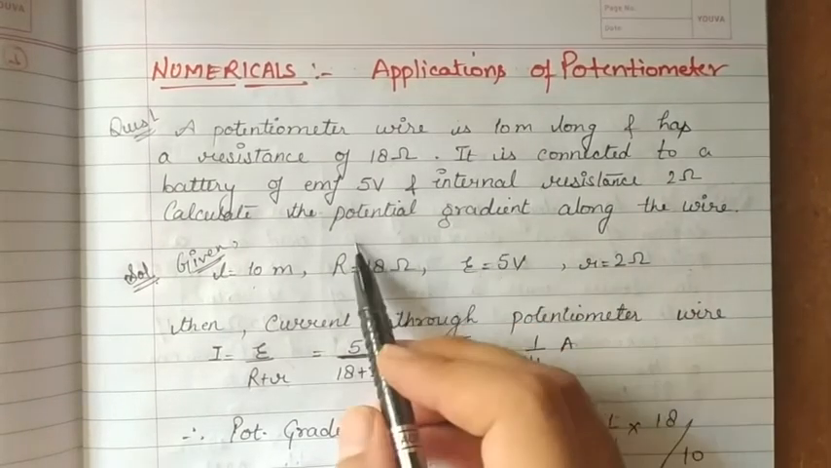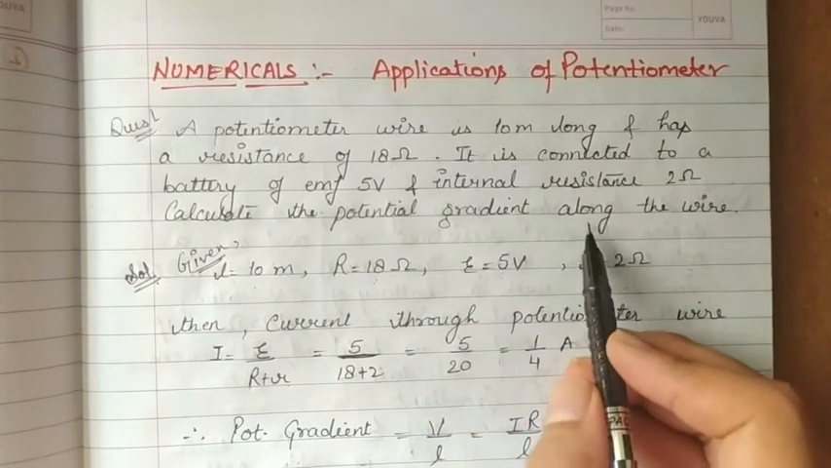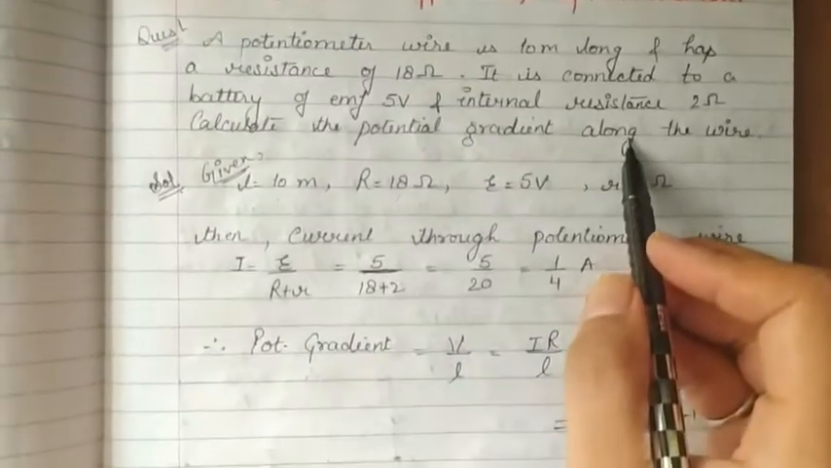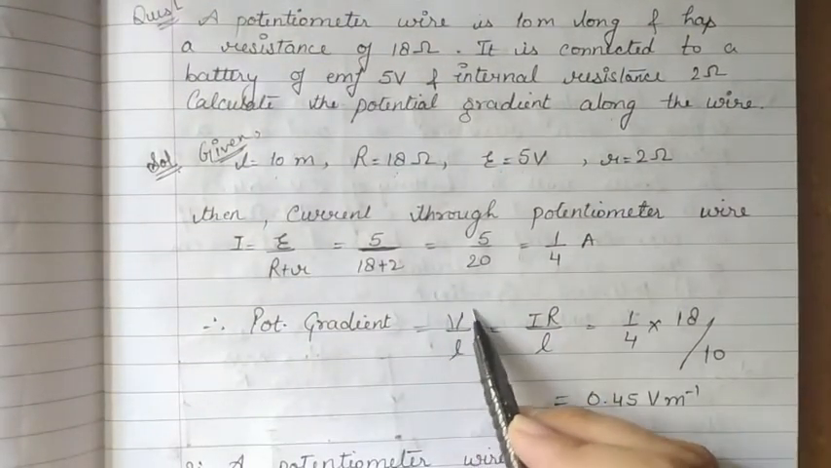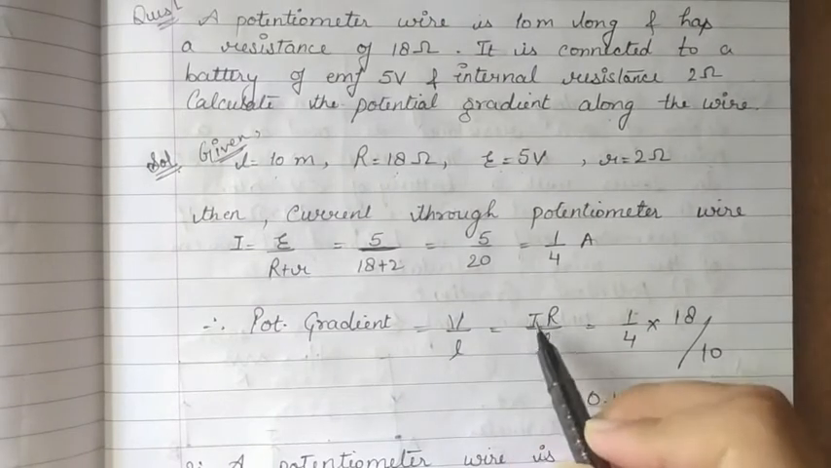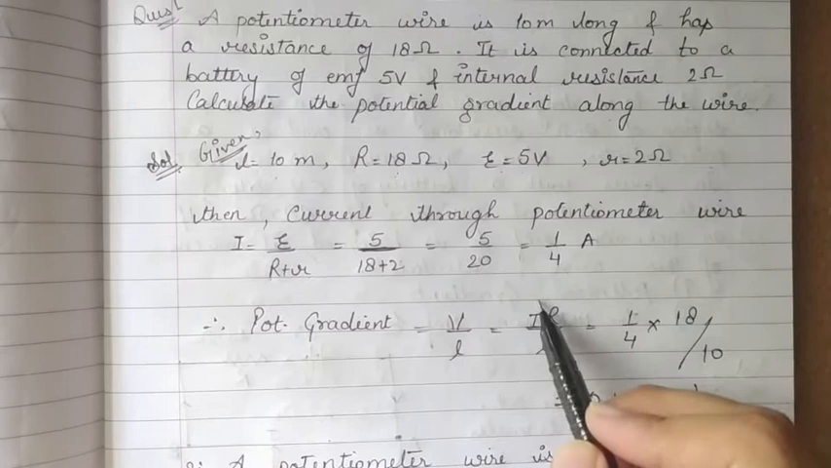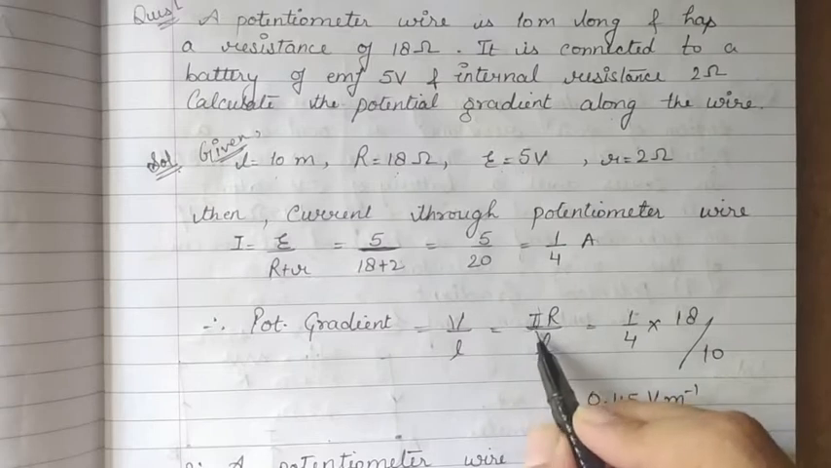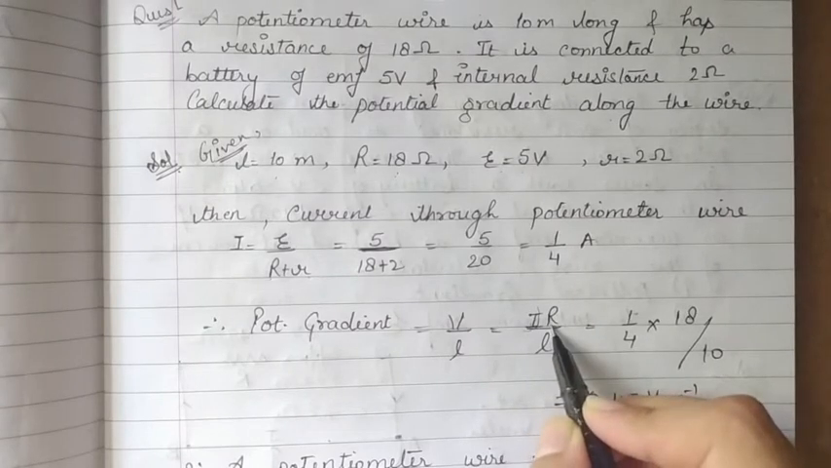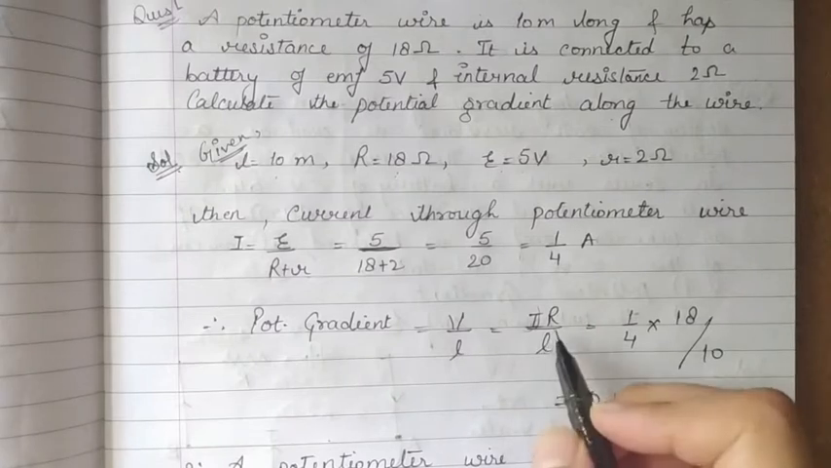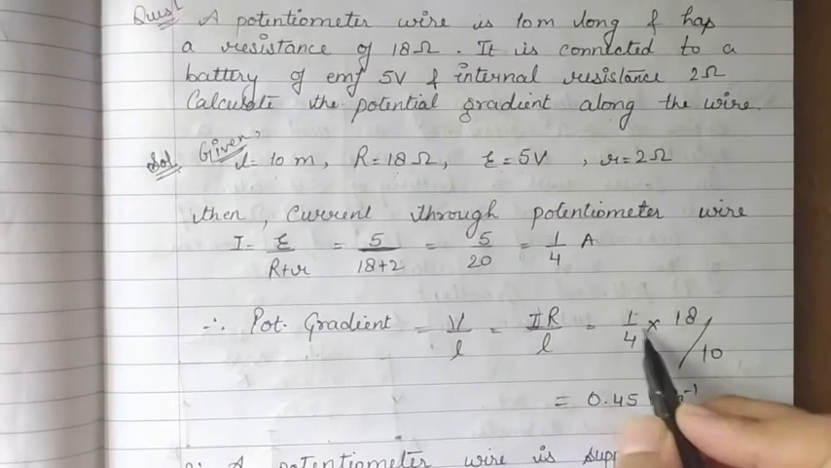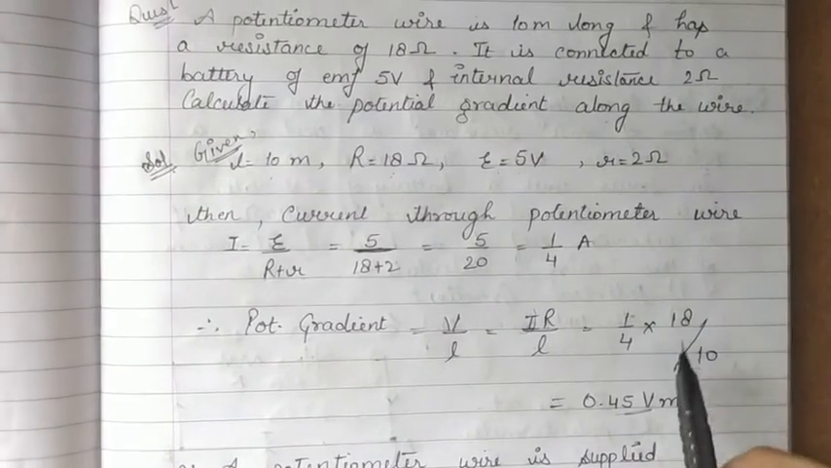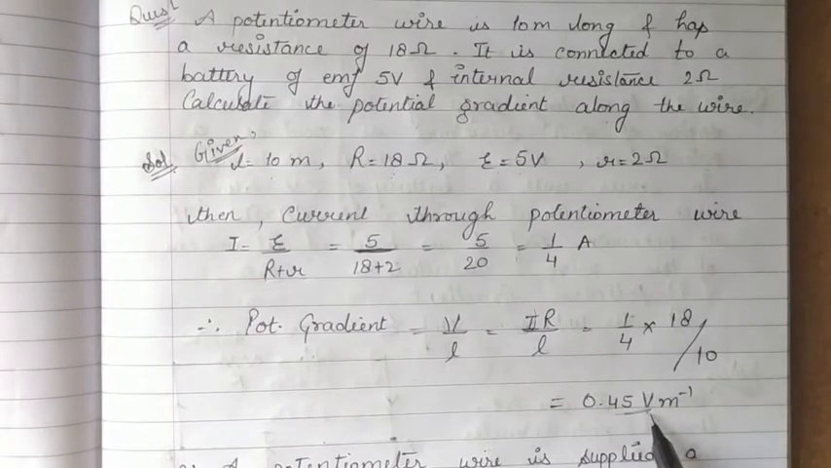Now we wanted to find potential gradient. So potential gradient is potential per unit length, that is V upon L, and V according to Ohm's law is IR and the current that flowing through the circuit is 1 upon 4. So current flowing through the wire is 1 upon 4 and the resistance of the wire is 18 and the length of the wire is 10. So we will substitute all these values and the answer we get will be 0.45 volt per meter. This is the required potential gradient along the wire.